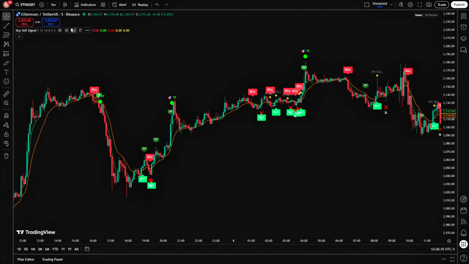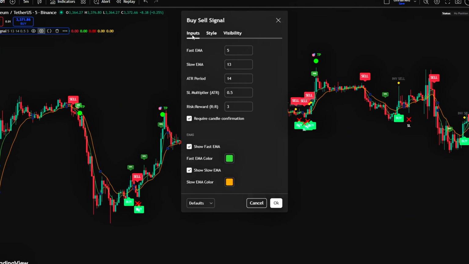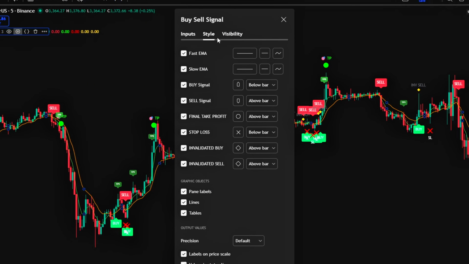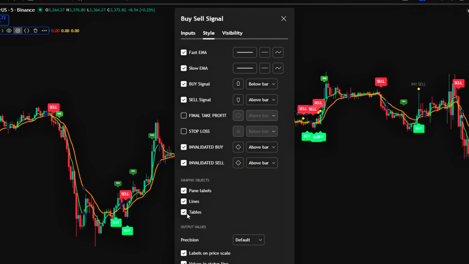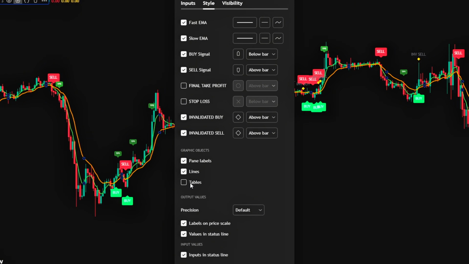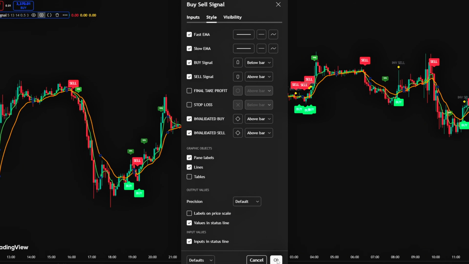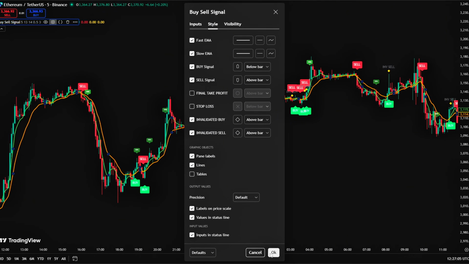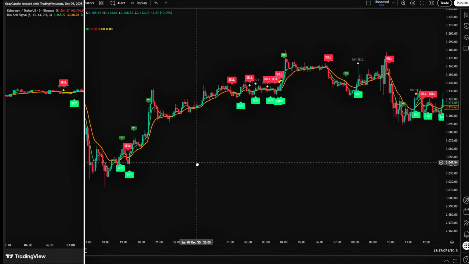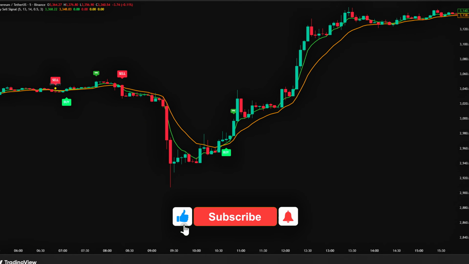Open the settings panel of the indicator to prepare it for the strategy. Inside the Style tab, remove any visual clutter that isn't necessary for decision-making. Hide extra graphics, labels, or symbols that distract from the EMAs and the buy-sell tags. Adjust the colors so the 2 EMAs are easy to distinguish, and increase line thickness slightly if the chart looks too faint. The goal is to create a clear, readable workspace where you instantly see trend direction without processing extra noise.